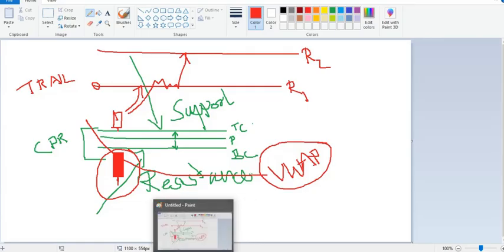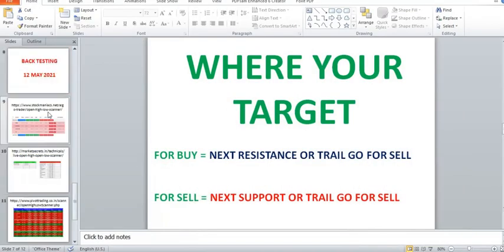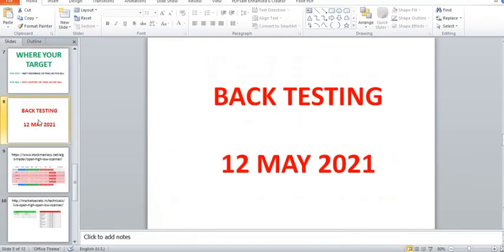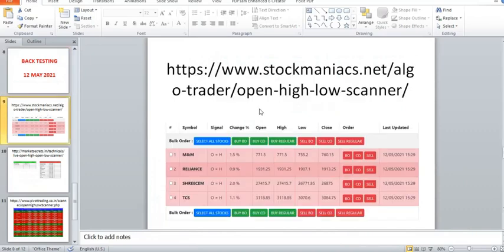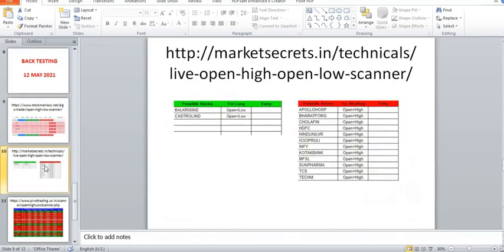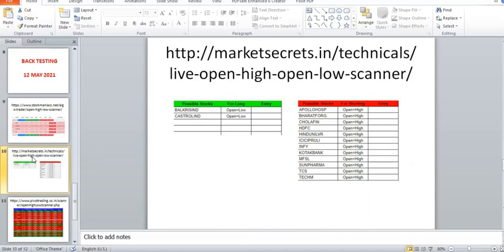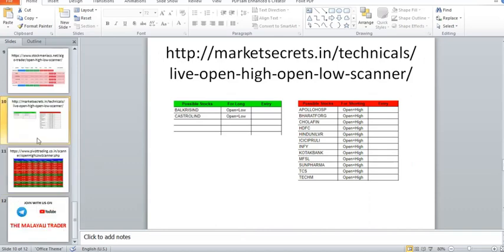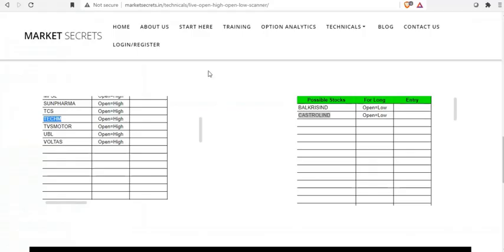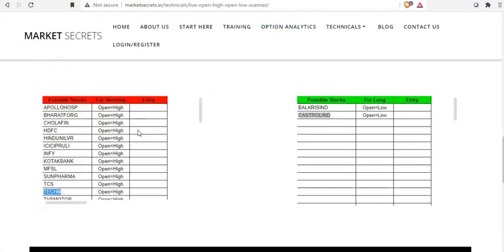Okay. Then backtesting. These are some of the sites where we got the information. OHL high, OHL low scanners are available, and also some other sites. Then we can go for a live testing, a live demo.